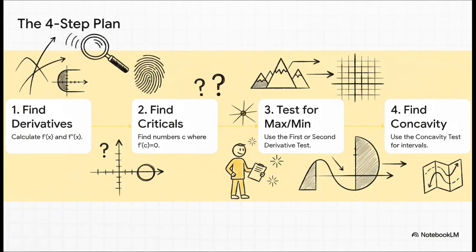Here's our 4-step plan of attack. First, we'll find our clues, calculate both derivatives. Second, we'll identify our suspects, which are the critical numbers. Third, we're going to interrogate those suspects using our tests to find any peaks or valleys. And finally, we'll map out the concavity of the entire graph to find any of those inflection points.